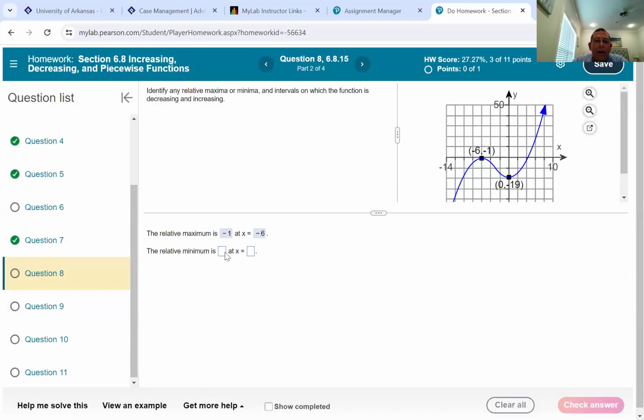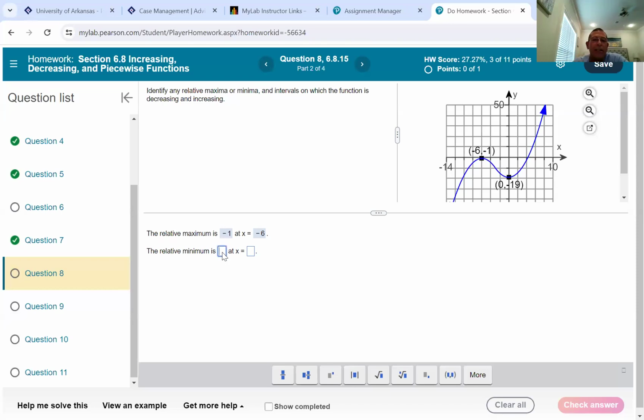So y'all, this is the relative minimum. What would y'all put in this one? The relative minimum is blank, at x equals blank. All right, chat's quick. So there you go, negative 19, perfect, y'all. And then I'm getting 0, good job. So negative 19 for the value, and that happened at x equals 0.